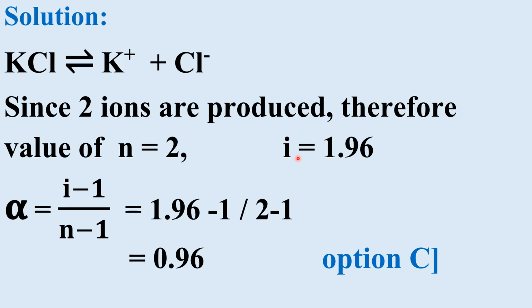Van 't Hoff factor i is given 1.96. Apply the formula of degree of dissociation: alpha is equal to i minus 1 divided by n minus 1. Substitute the values: 1.96 minus 1 divided by 2 minus 1. Work out, you will get 0.96. Thus option C is correct.